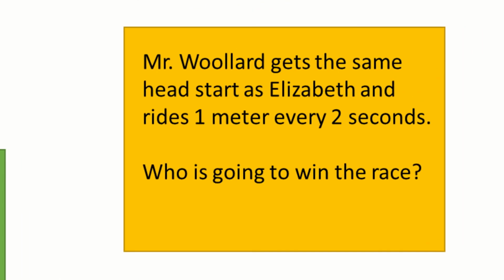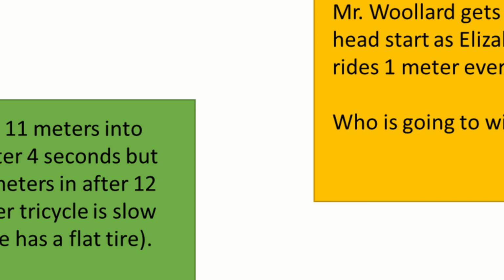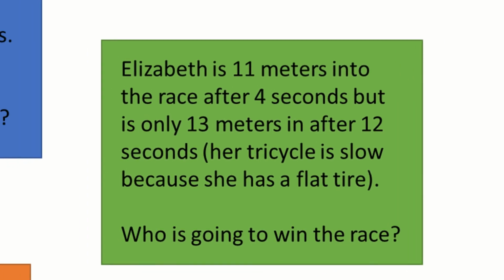It says Mr. Woolard gets the same head start as Elizabeth. So I don't think I can do Mr. Woolard's race until I know something about Elizabeth's race. It says he rides 1 meter every 2 seconds. So let's go back to Elizabeth. Elizabeth is 11 meters into the race after 4 seconds, but is only 13 meters after 12 seconds. Her tricycle is slow because she has a flat tire.